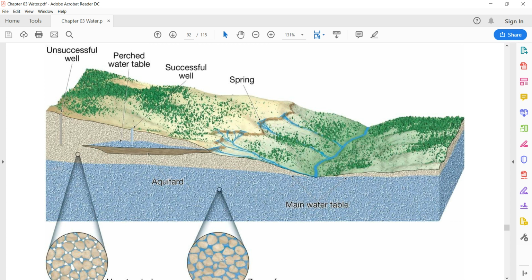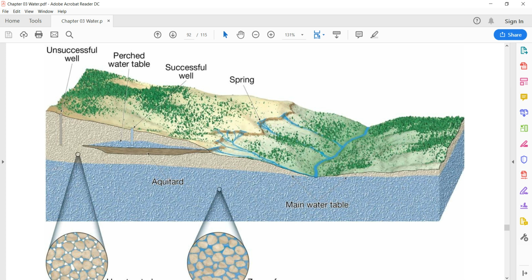Here's a very good schematic of a groundwater system. So this is your ground surface, and you can see that this blue shaded region is your water table. So the top surface is the water table, and this entire blue shaded region is the groundwater zone.